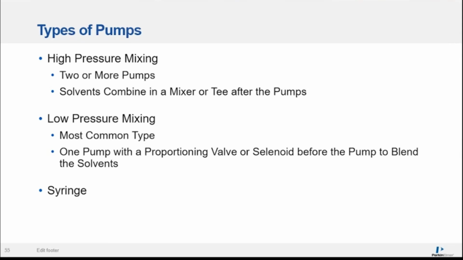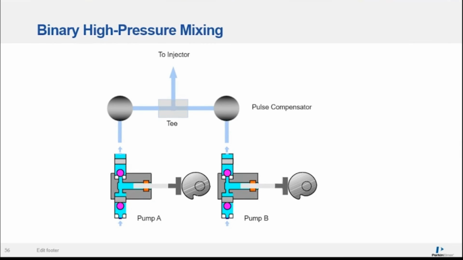Here is a schematic of a high-pressure binary mixing system where we have two pumps. Each of them will have a different solvent at a different flow rate, and they will combine in the T and then go on to the injector. Again, the mobile phase components combine after the pump.